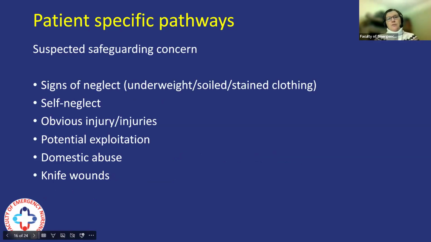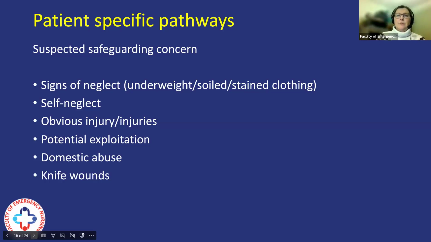Okay, suspected safeguarding concern. Now we've partly tackled this, in that I have said you must consistently complete your safeguarding risk assessments. It doesn't take long. The initial assessment bit of a safeguarding risk assessment can be an eyeball only. You don't have to ask terribly complicated questions, but please be very aware of the signs of neglect.